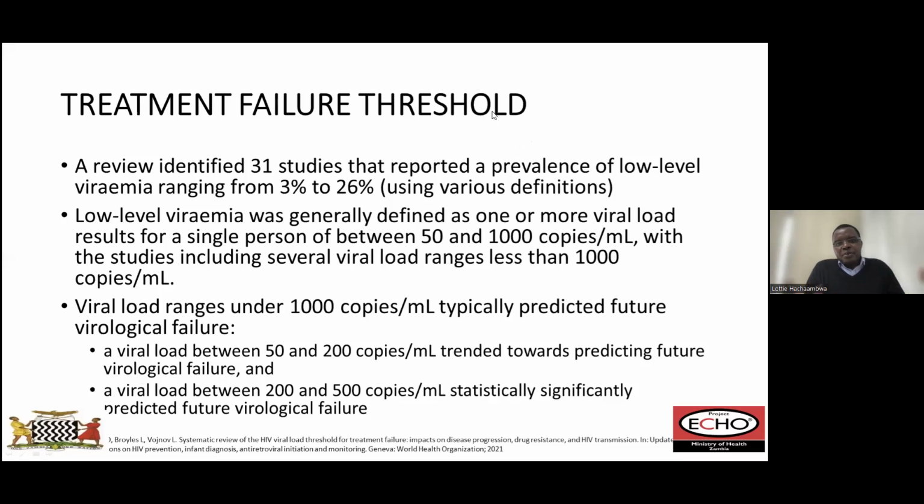So even though there's this range of 50 to 1,000 copies per ml, obviously the closer you are to 1,000, the possibility of eventually developing failure is probably higher in such an individual compared to someone whose viral load is 75, for example. Both of those have detectable viral load, but one is probably more likely to develop treatment failure in the future than the one who is closer to undetectable viral load. Next slide.